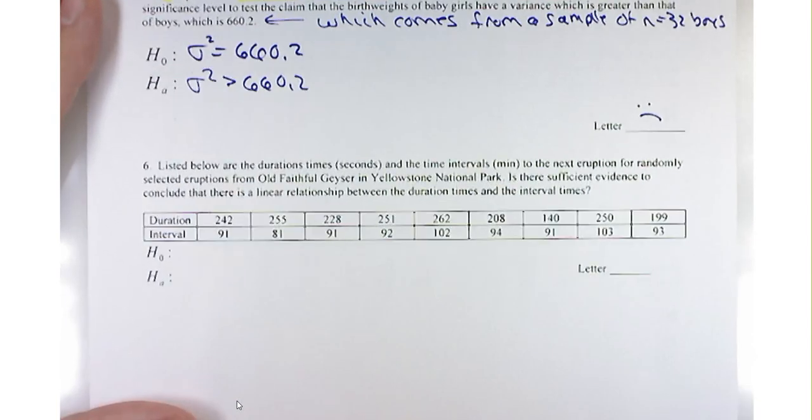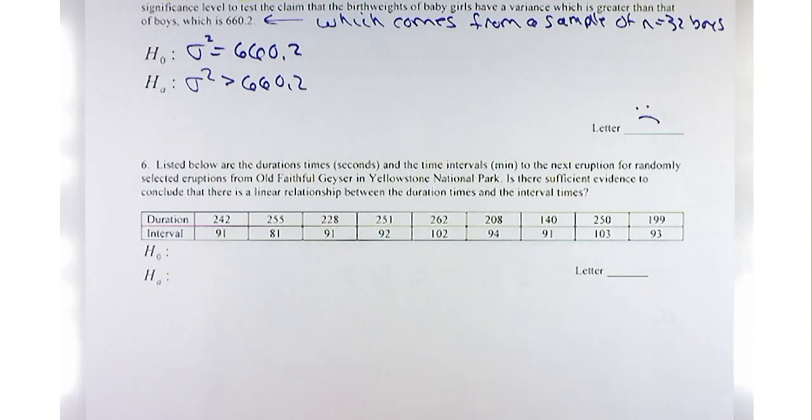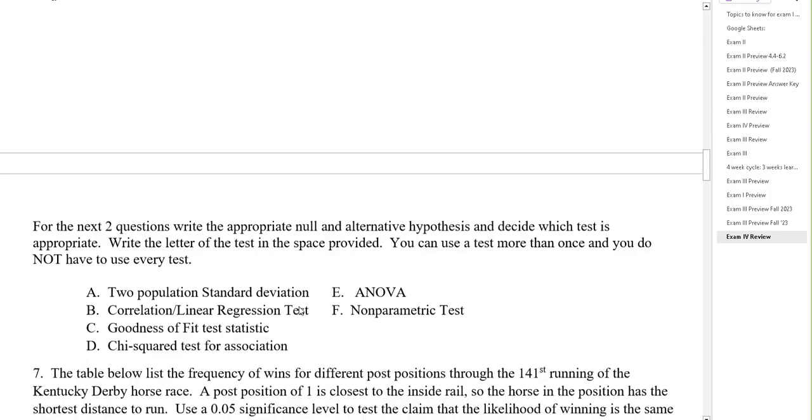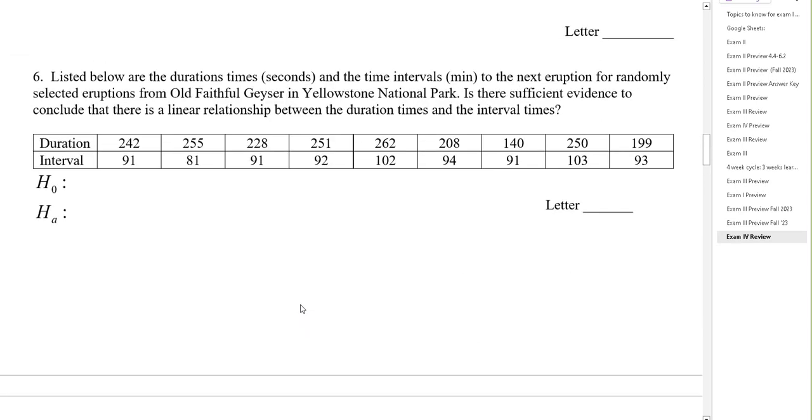Moving on to number 6 here. And let's just do it over here, a little easier to read. Listed below are the duration times in seconds and time intervals in minutes to the next eruption for randomly selected eruptions of Old Faithful Geyser in Yellowstone National Park. Is there sufficient evidence that there is a linear relationship between the duration of eruption times and interval times?